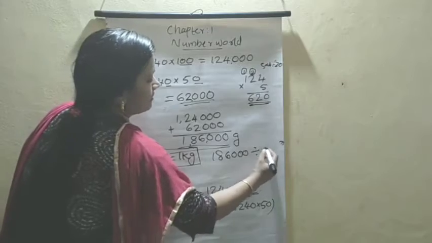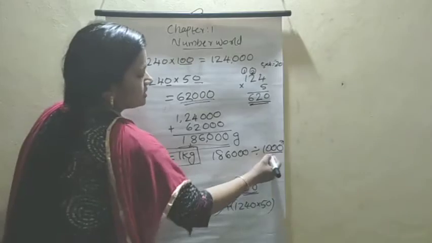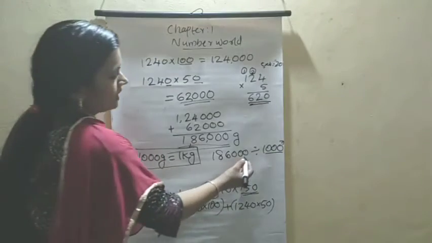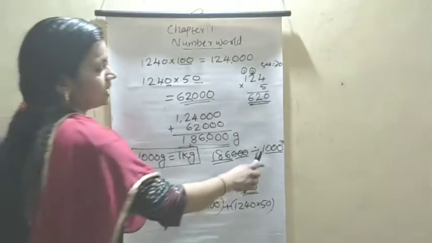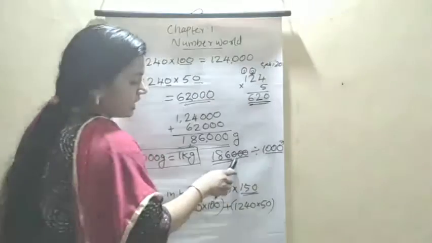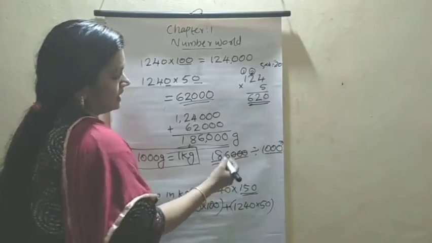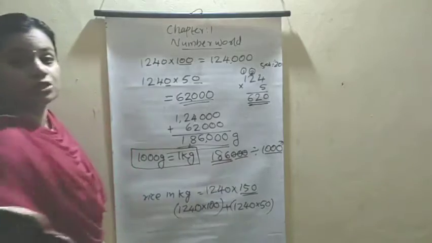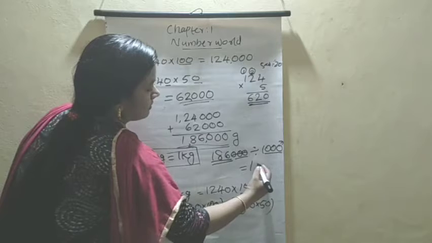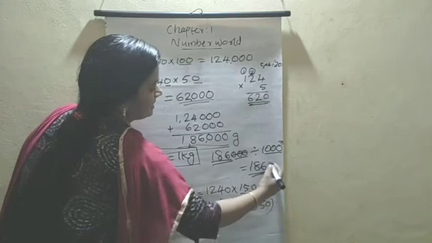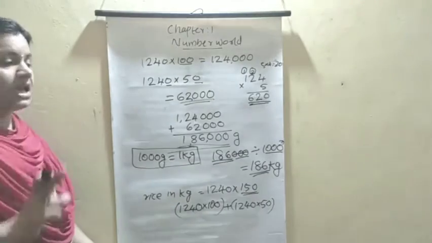So we can write 1,86,000 divided by 1000. How to divide by 1000? 1000 has three zeros, and here also three zeros, so we can cut these three zeros. Then we got 186 kilograms. The rice in kilograms in one day is 186 kilograms.